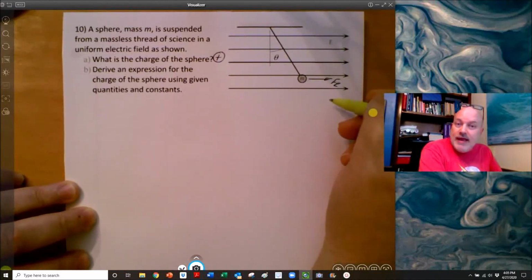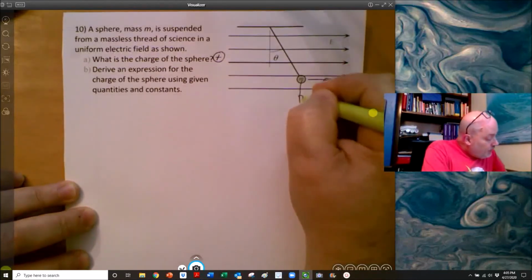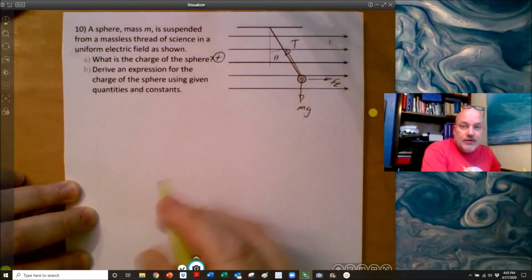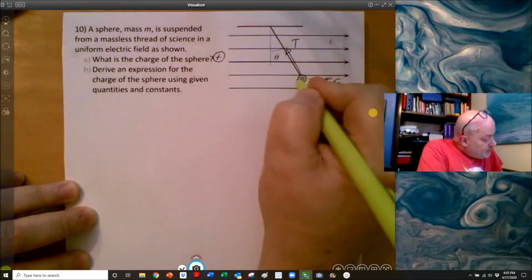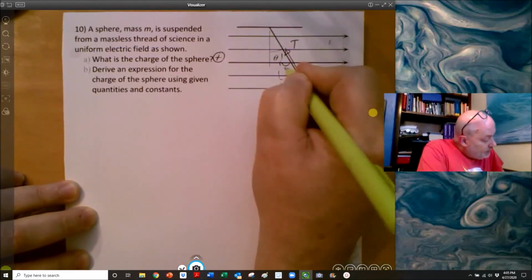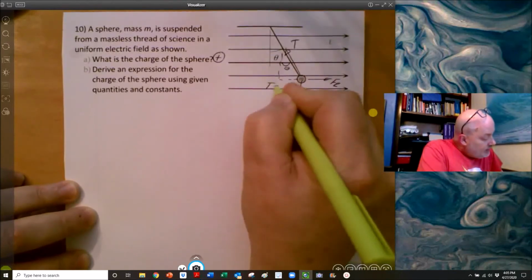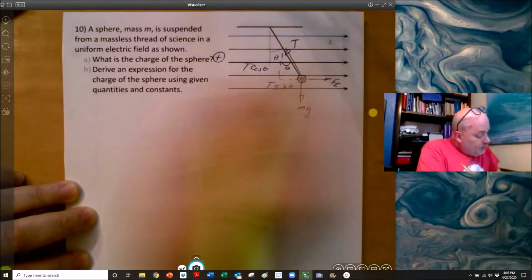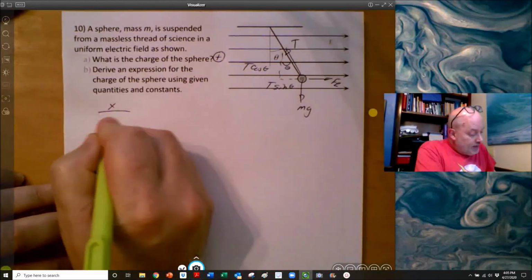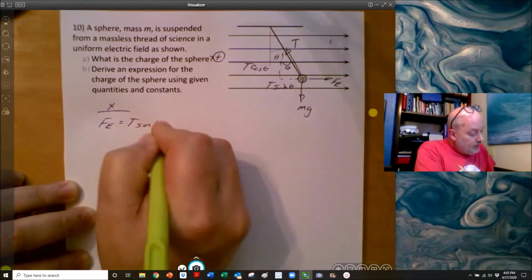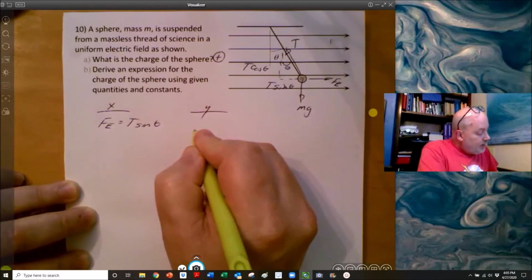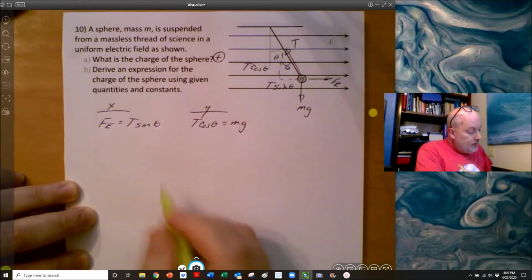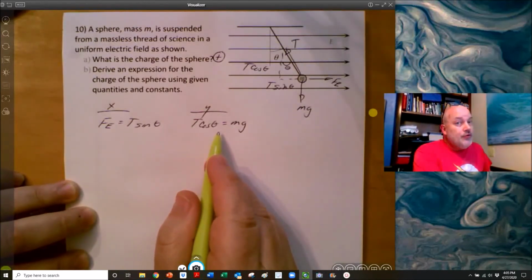Well, this is a statics force problem. So there's a gravity force down, mg, there's an electric force this way, and there is a tension force up and to the left. Let's break this down. There's my theta, so this must be T sine theta, and this must be T cosine theta. So in the x direction, we have that the electric force equals T sine theta. In the y direction, we have that T cosine theta must equal mg. I don't see charge anywhere here, or do I?